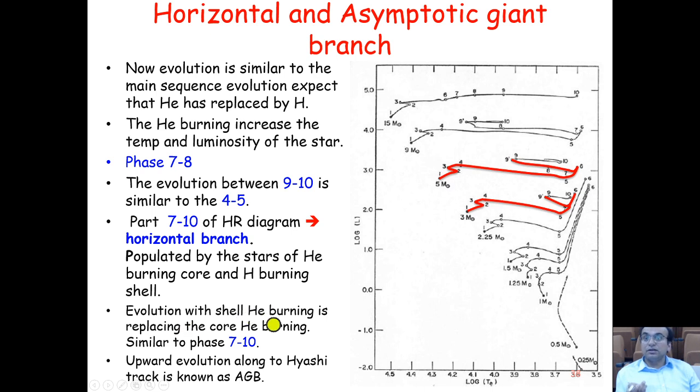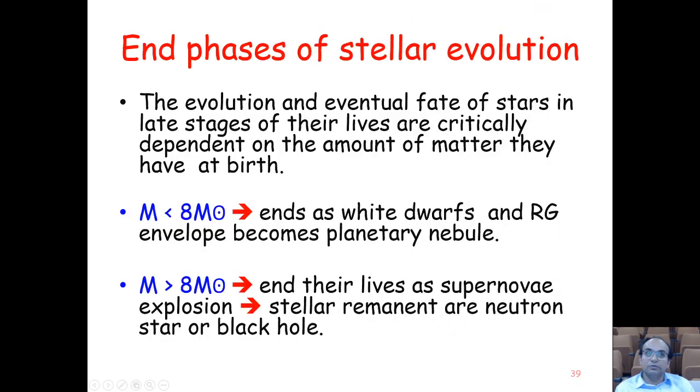The evolution of the shell helium burning is replaced by the core helium burning, similar to the phase 7 to 10. Upward evolution along the Hayashi track is known as AGB, that is asymptotic giant branch. We see that initially the Hayashi track was located somewhere here. After evolution, we formed the star from this Hayashi track and reached here. Again, we are going back to here and reaching here. So upward evolution along the Hayashi track is called the asymptotic giant branch.